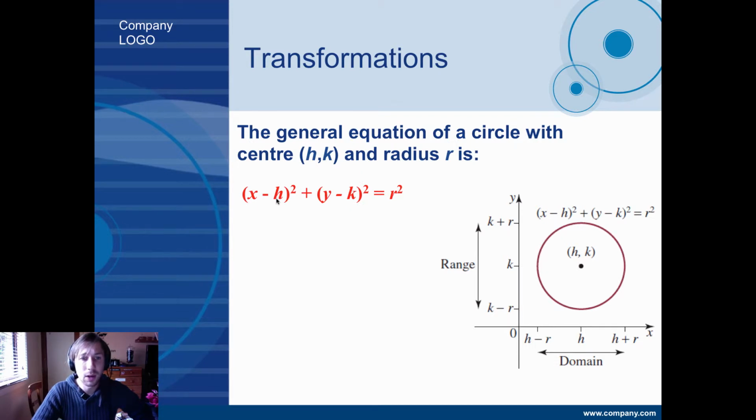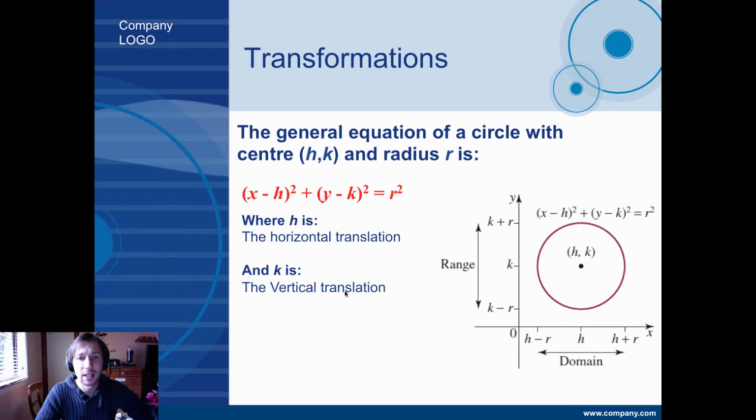Alright, (x − h)² + (y − k)² = r². And the center is going to be the horizontal translation. So h is the horizontal translation and k is the vertical translation. So h moves it left and right, k moves it up and down, as you can kind of see by this graph here. And of course (h, k) is going to be the middle part of the circle, the center part of the circle.